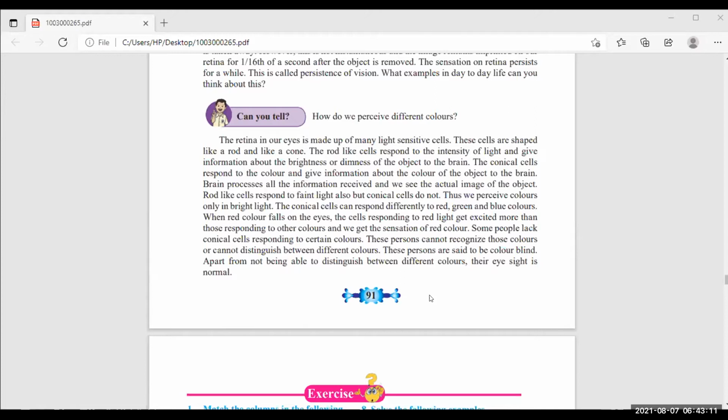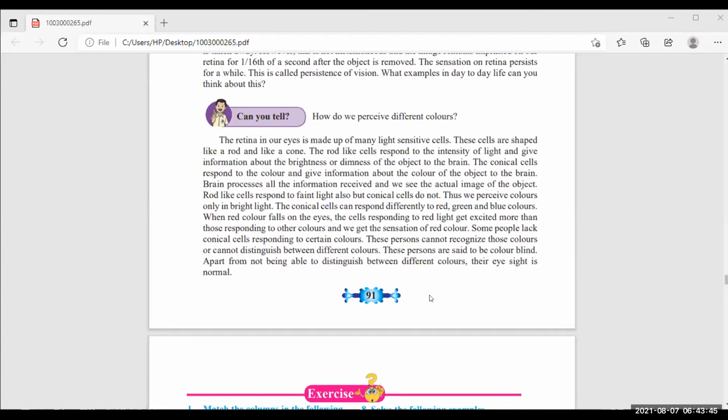Thus we perceive colors only in bright light. The conical cells can respond differently to red, green, and blue colors. You know very well, these conical cells also behave differently. They show a different response for red, green, and blue colors. So when red color falls on our eyes, what happens? The cells responding to red light get excited more than those responding to other colors. Why? Because these red cells get excited for responding to it, and we get the sensation of red color.